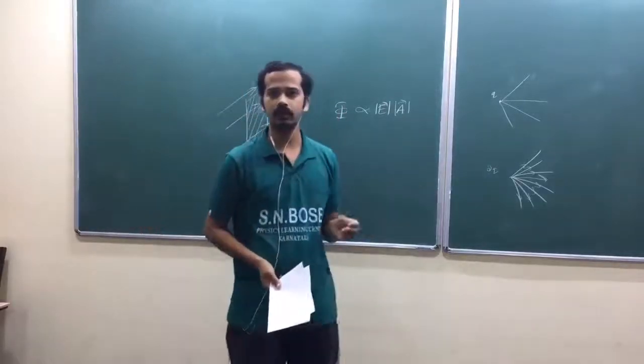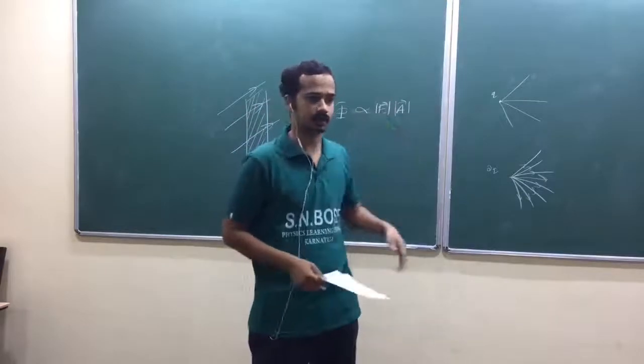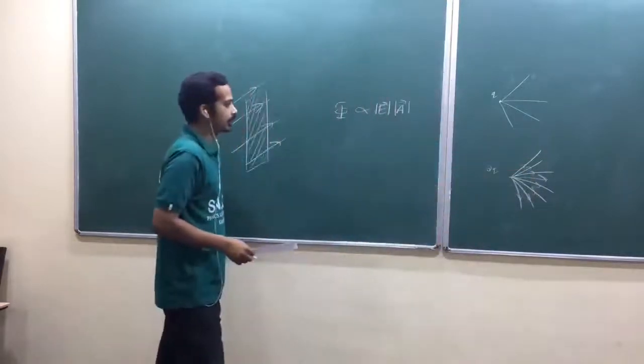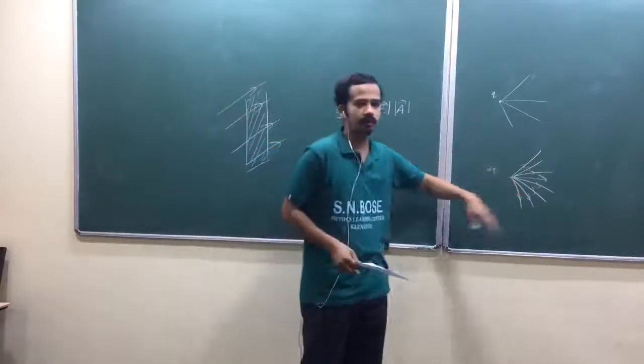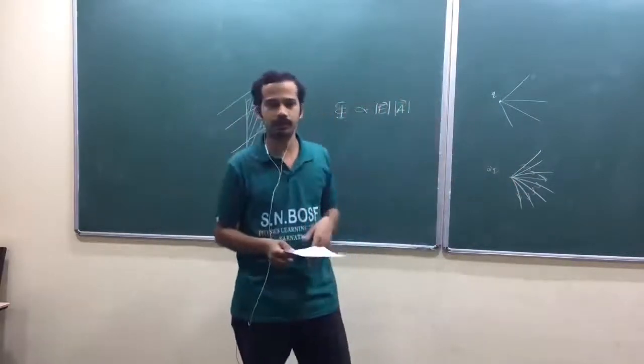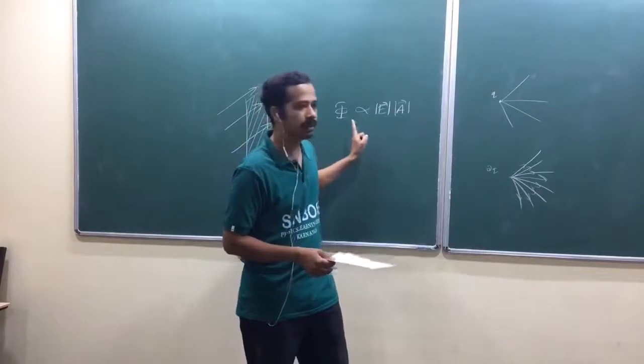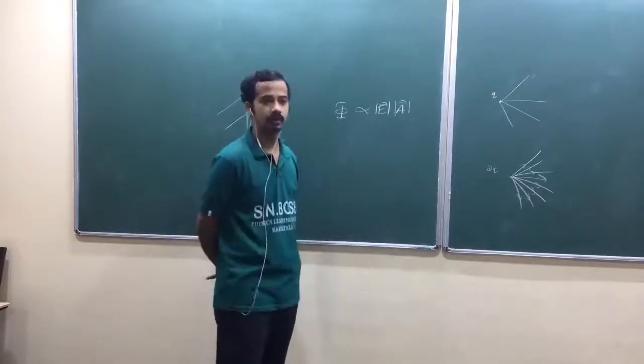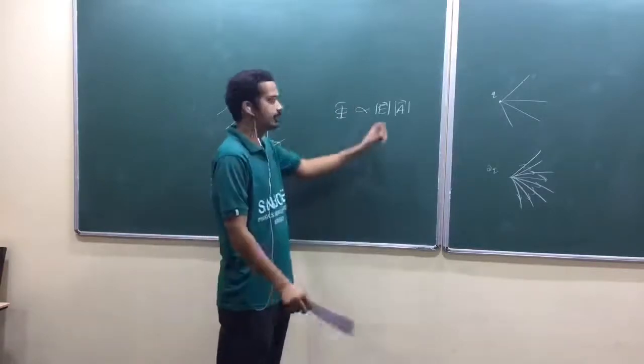Magnitude of the vector field, we'll talk about how many lines are there, okay? What is the density of the field line? If magnitude is more, density of field line is more, so more number of field lines are passing through that one. What we are having here, flux is proportional to... flux is a measure of how many field lines are passing through this area.